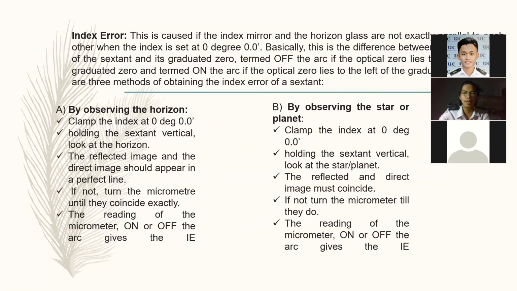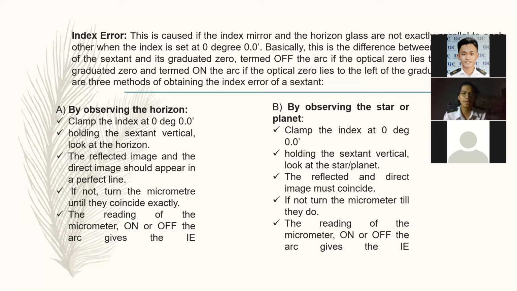And next will be the index error. This is caused if the index mirror and the horizon glass, which involve the two errors we discussed, the side error and the error of perpendicularity, are not exactly parallel to each other. When the index is set at 0 degrees, this is basically the difference between the optical zero of the sextant and its graduated zero. It is termed off the arc if the optical zero lies to the right of the graduated zero, and on the arc if the optical zero lies to the left of the graduated zero.